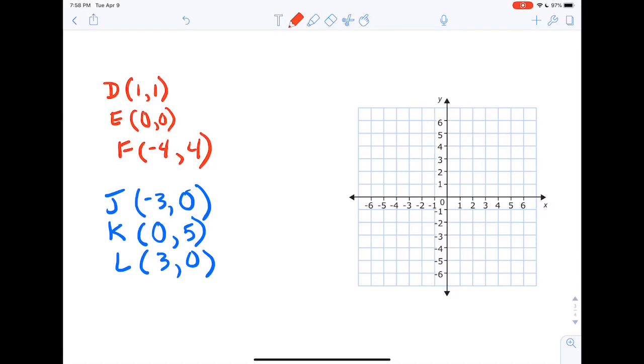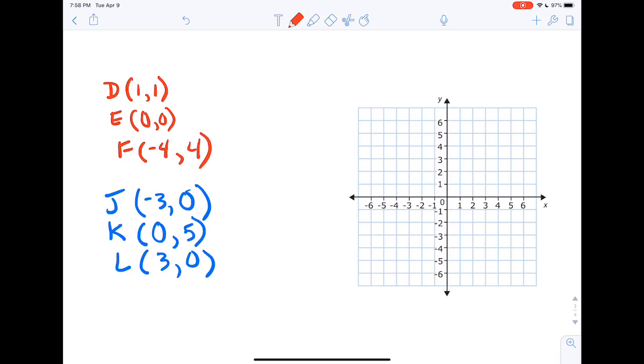This is 9.1, part 3. Another thing you'll do in this section is plot coordinates on the coordinate plane, and then you will connect the coordinates with line segments to make a figure. Let's start with this first one.